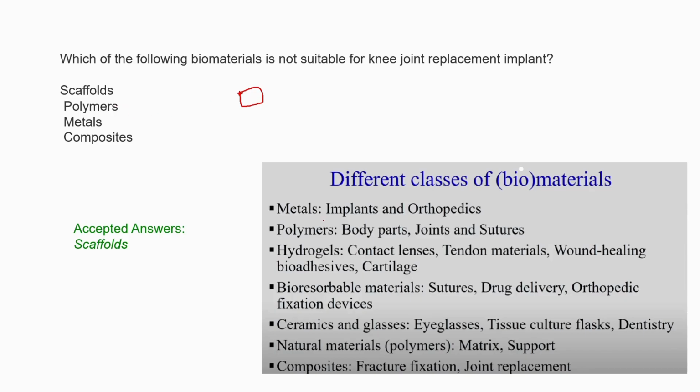Whereas polymers, as shown here in the different classes of biomaterials, can be used for body parts, joints, and sutures. Then metals are used in implants, and orthopedics uses metals. So metals can also be used for knee joint replacement. Then we have composites for fracture fixation and joint replacement.